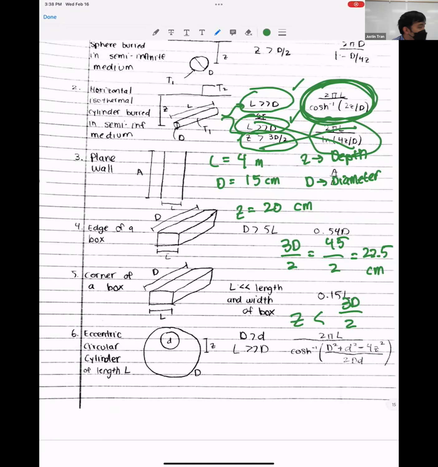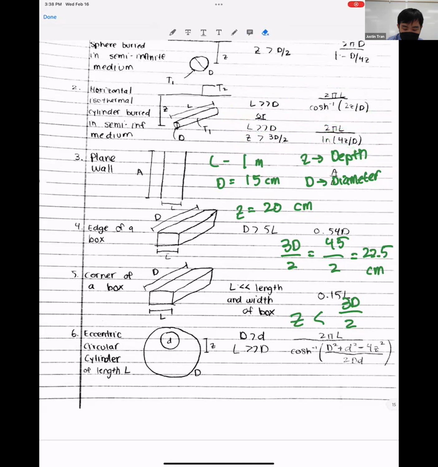When you're using these shape factors, first of all, you have to find one that looks similar to what you have. And then the other thing you have to account for is if there are any restrictions, and make sure that you can satisfy those restrictions in your problem. Let's go ahead and remember that equation.